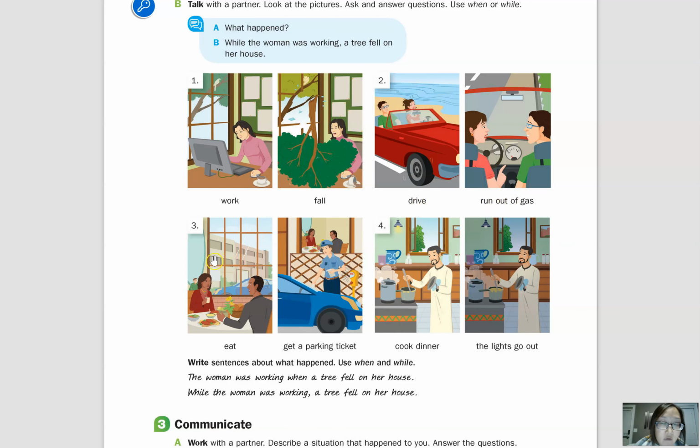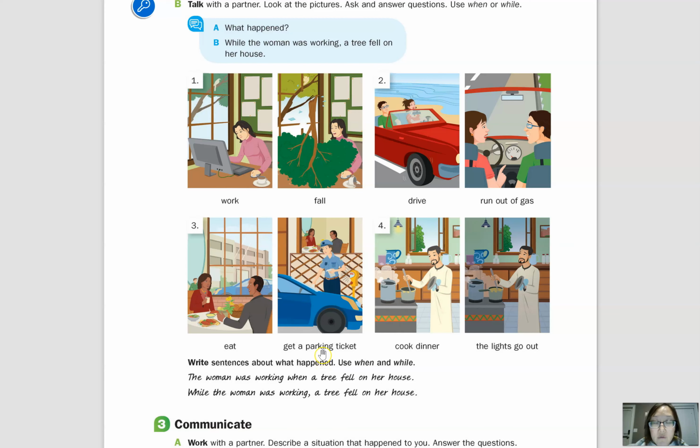Okay, so number 3, what happened? We can say also the man and woman here. The man and woman were eating when they got a parking ticket. Okay, when they got a parking ticket. This is the interruption. This is the past tense, so we use when. And again, we can use while, and we can say, while the man and woman were eating, they got a parking ticket. Or while the couple was eating, they got a parking ticket.